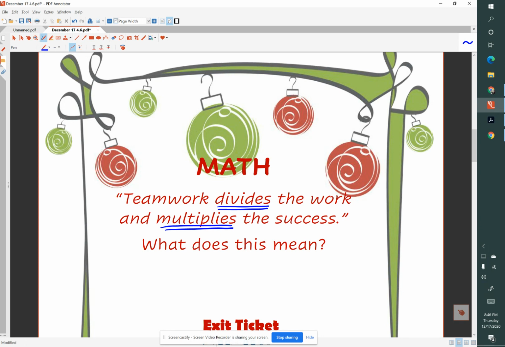We know that when you work in a group, you have, not so much this year because of COVID, but you've divided up the work. One person will be the spokesperson or the recorder, or one person will make the poster board. It's easy to see how teamwork divides the work, but how does teamwork multiply the success? Collaboration is something that we've been talking about over these last few days. So I want you to take a minute and write your own thoughts right here.